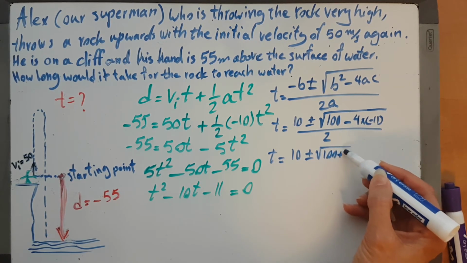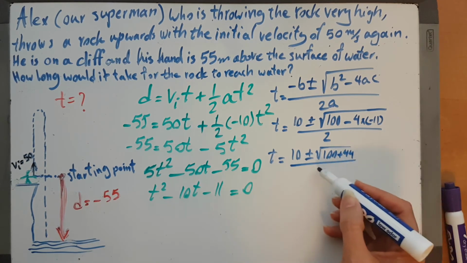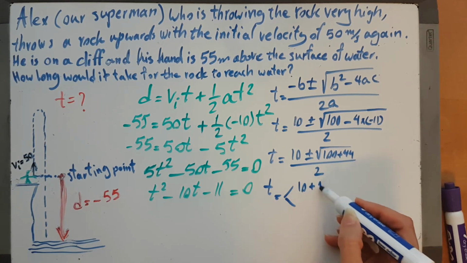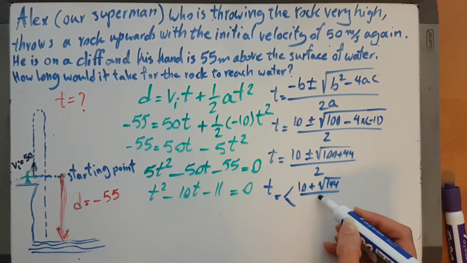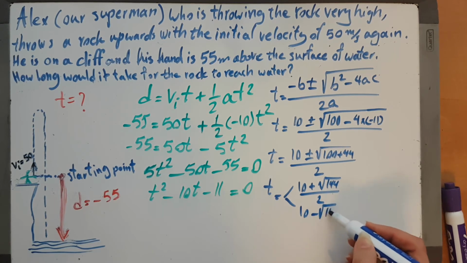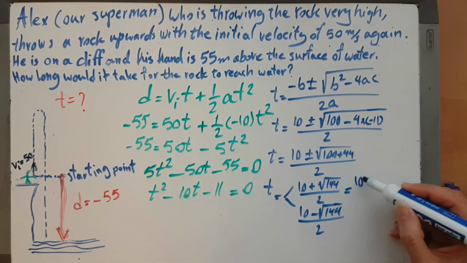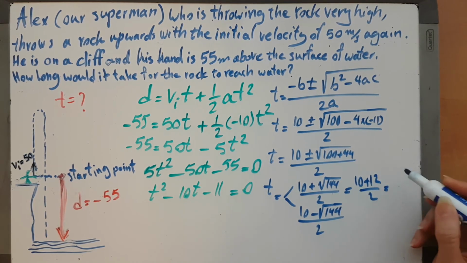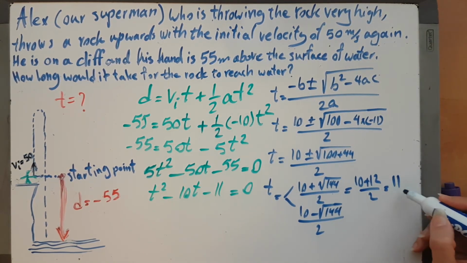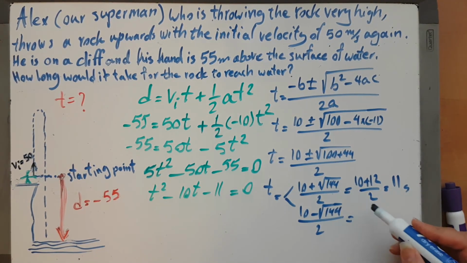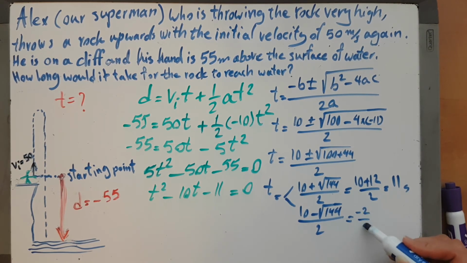So t would be 10 plus or minus the radical of 100 plus 44, divided by 2. So t has two answers: 10 plus radical 144 divided by 2, and 10 minus radical 144 divided by 2. The answer here is 10 plus 12 divided by 2, which would be 11 seconds, and this one would be minus 2 divided by 2, which is minus 1.